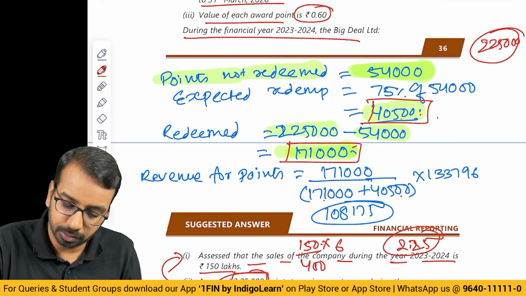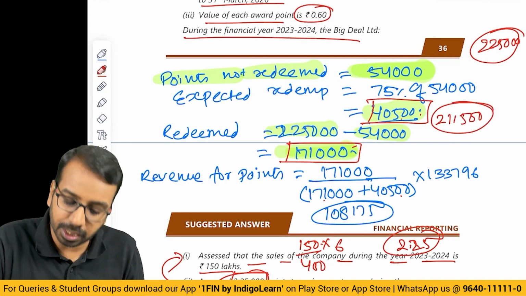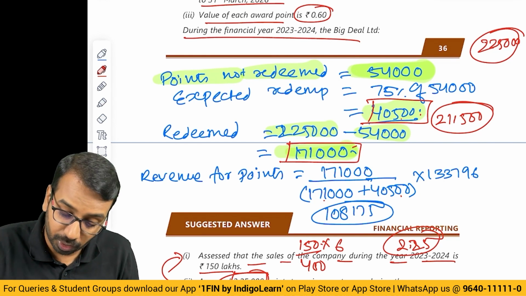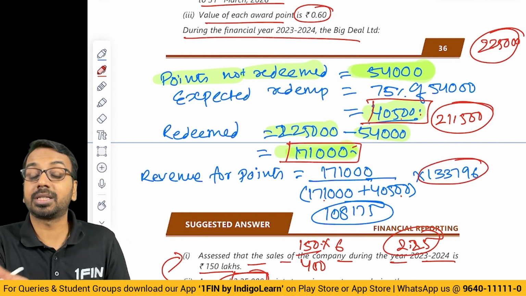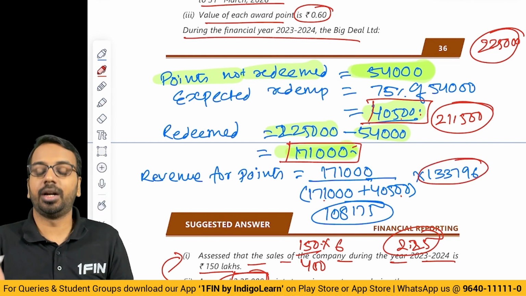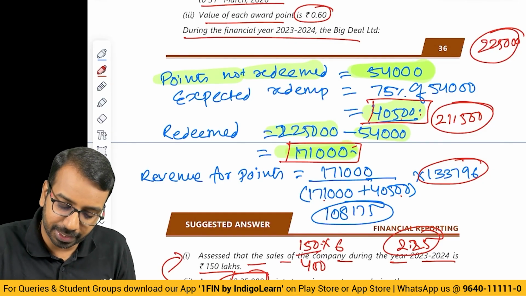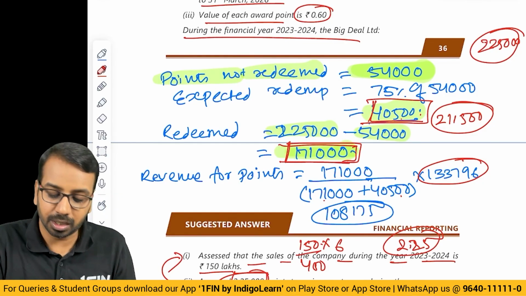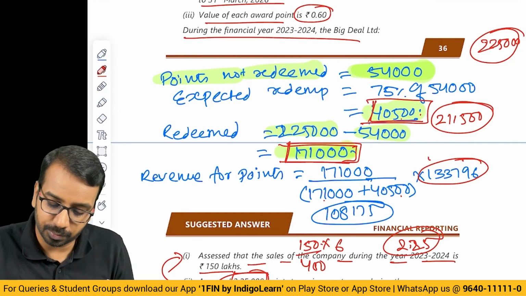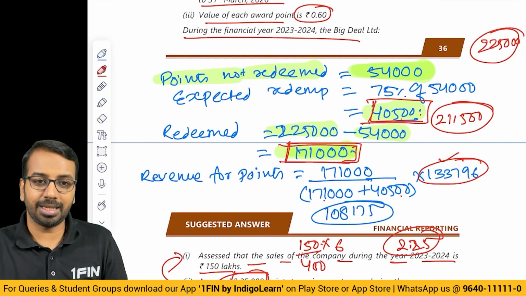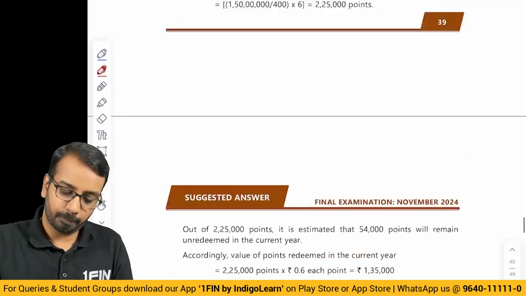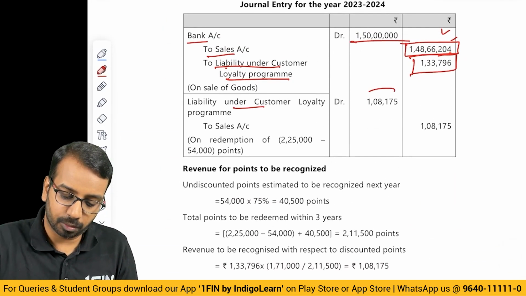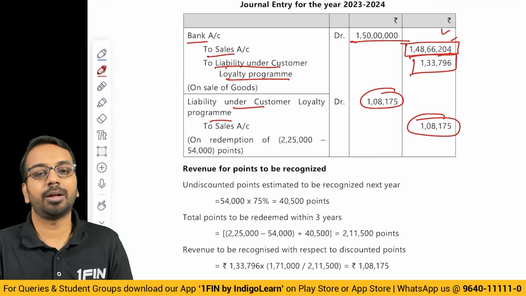211,500. This is the total points to be expected to be redeemed. So whatever is the revenue we have recognized or whatever is the liability we have created for loyalty points, that has to be allocated between 4,500 for future liability and 171,000 for current revenue. So the revenue comes out to 133,796. Okay, so the entry would be liability account debit to revenue account 108,175.